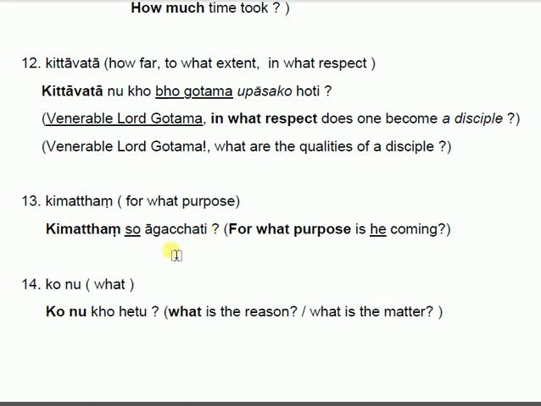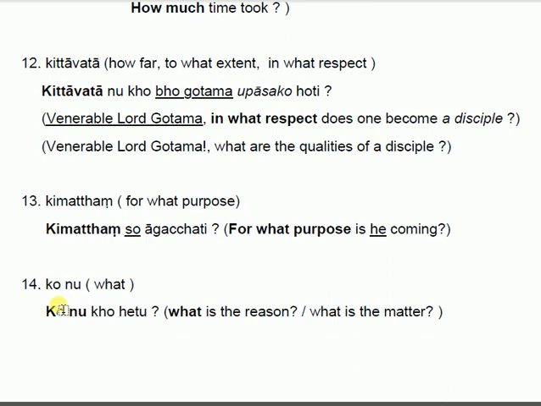Now 13. Kimattang. For what purpose? Kimattang so agacchati. For what purpose is he coming? You know, so means he. Kimattang so agacchati. For what purpose is he coming? Right. And number 14. Konu.